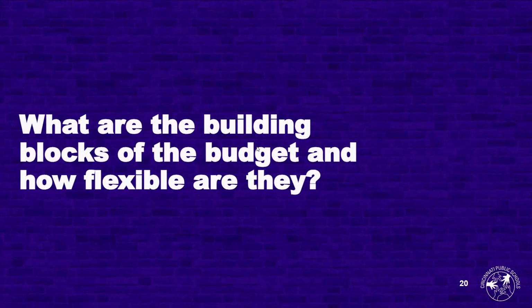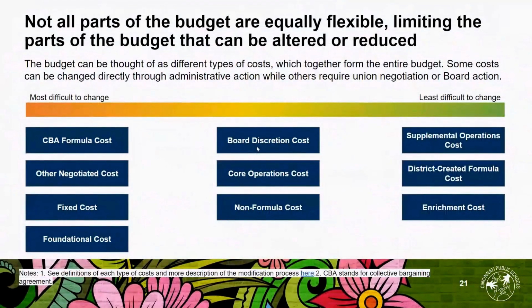So next slide, please, Robin. What we have tried to do here is categorize the budget in a way that clarifies a few things. One, that clarifies generally what it's intended to do, so the type of cost that it is, but also indicate how difficult it may be to change that type of cost. So on this slide, you see a gradient from orange to green. The four costs on the far left, CBA formula costs all the way to foundational, those are the hardest to change costs that we have. And in some cases, fixed and foundational may not be able to be changed at all.